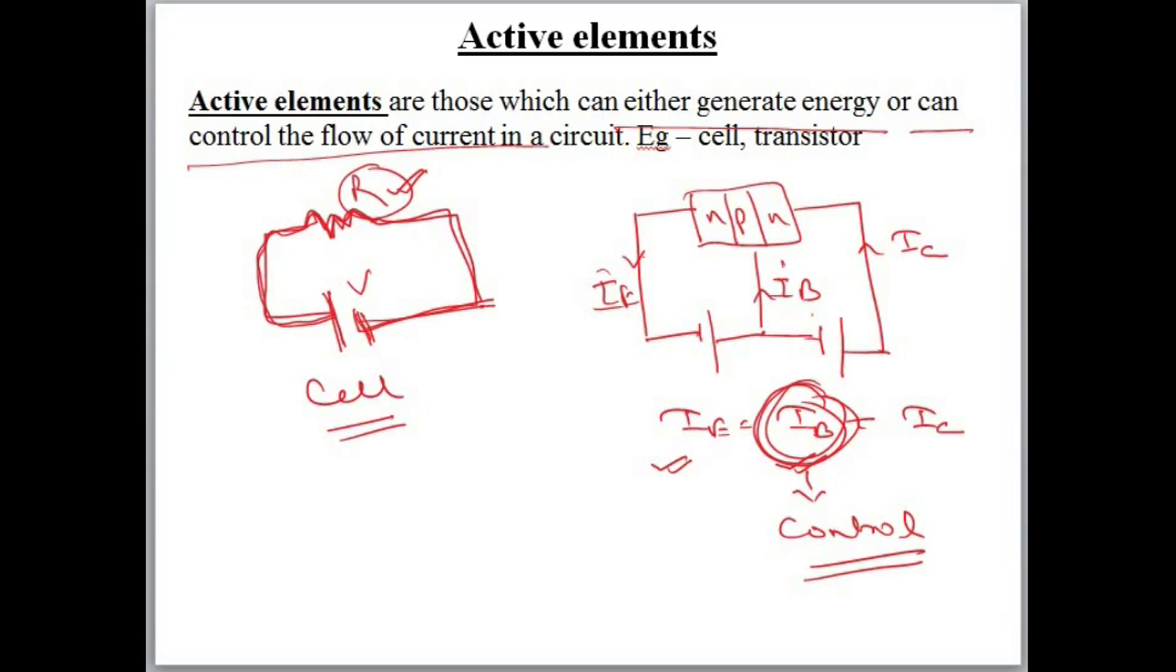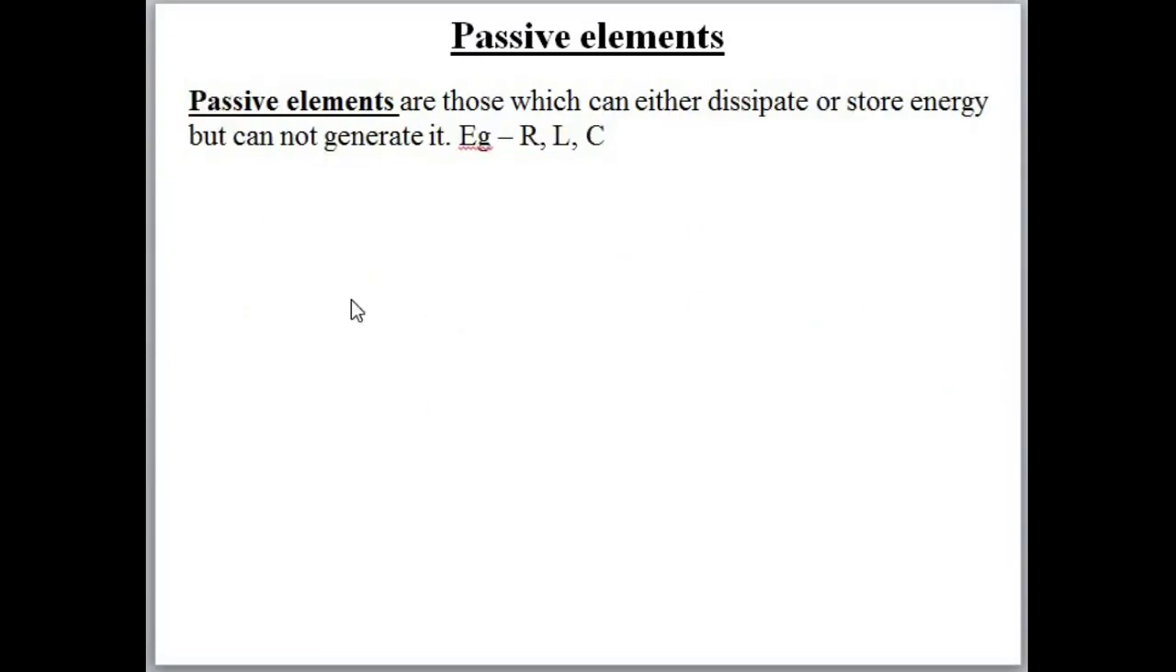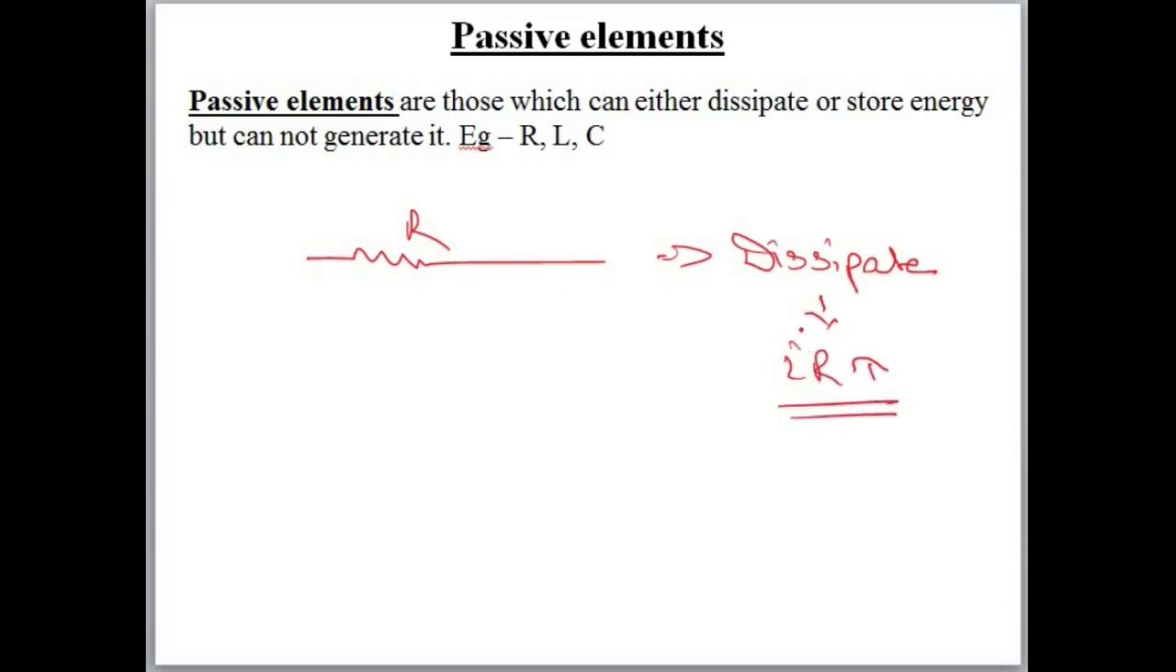Now, which are passive elements? Passive elements are those which can either dissipate or store energy. So, which are the elements which will dissipate energy? Resistance. Resistance, what does it do? It will dissipate some energy. How much energy? That is I square RT. That is the energy it will dissipate. I is your current, T is time, and R is your resistance.